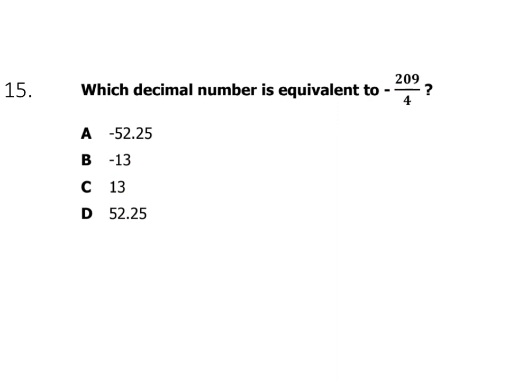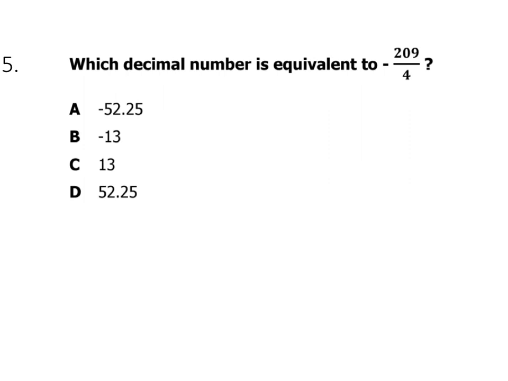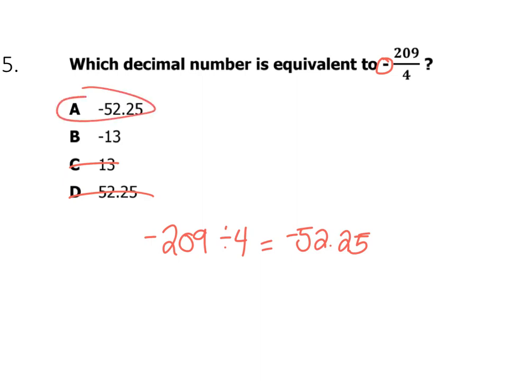Which decimal number is equivalent to negative 209 divided by 4? I know my number is negative, so I can mark off my answer choices that are not negative, which will be 13 and 52.25. So all you need to do in your calculator is put negative 209 divided by 4, and you get negative 52.25. You can put the negative with the 209 or the 4, but make sure you only put it with one of the numbers.